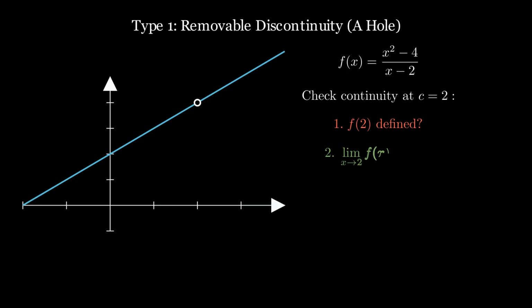But let's check the limit. As x approaches 2 from either side, the graph gets closer and closer to a y value of 4. So, the limit exists and is equal to 4. This is called a removable discontinuity because the limit exists. We could remove the break by defining f of 2 to be 4.